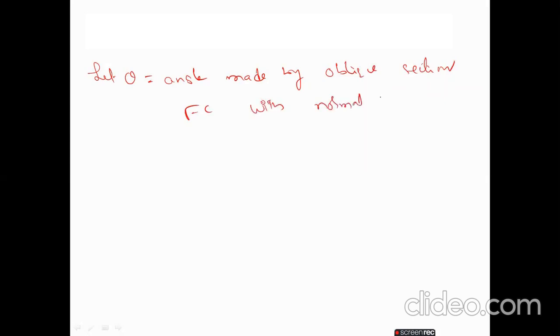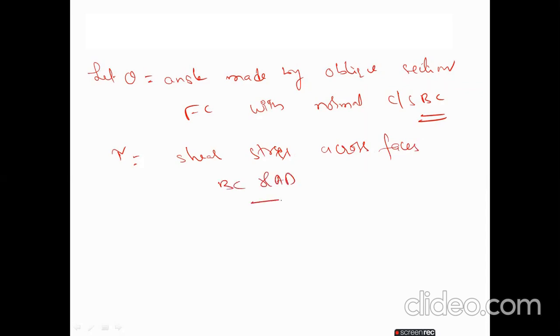Let theta equal to the angle made by oblique section FC with normal cross section BC. Next, tau equal to shear stress across faces BC and AD.